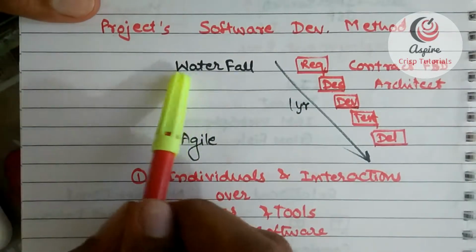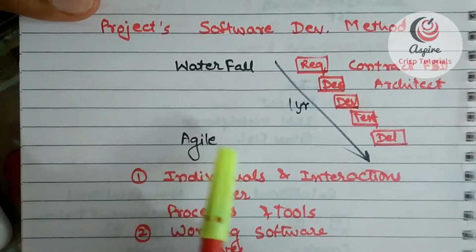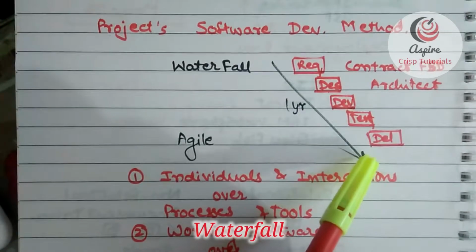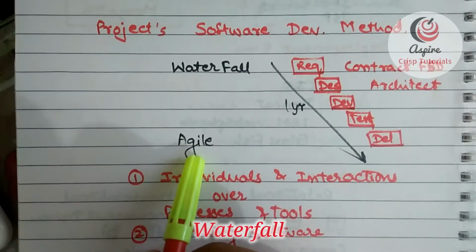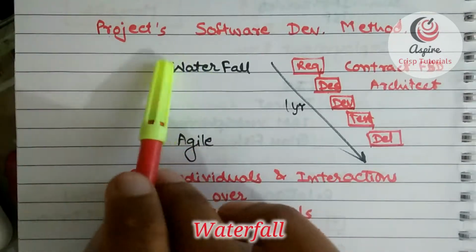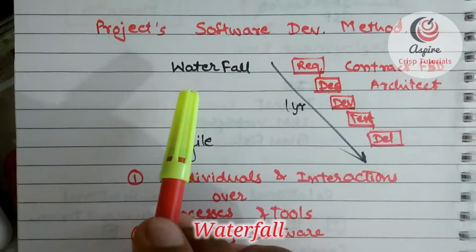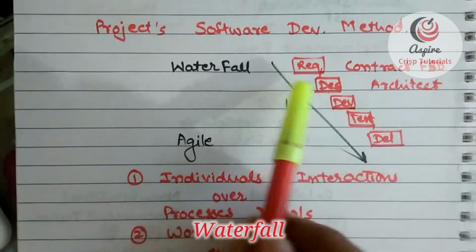So there are only two types of software development methodologies. One is Waterfall, another is Agile. Waterfall is an old technique which people used to use years ago, and ever since the development of Agile, people have stopped using Waterfall, and it is done for a very obvious reason. I'll explain how Waterfall used to work.